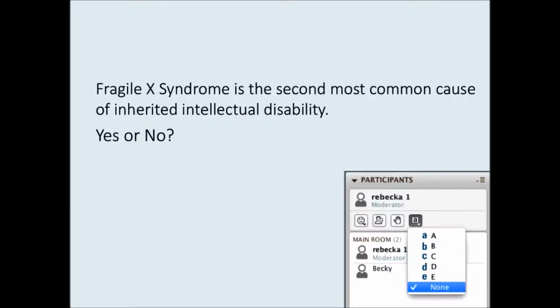All right, thanks. So it looks like we have a poll here, and the question that goes out to everyone is, Fragile X syndrome is the second most common cause of inherited intellectual disability. Yes or no? Is it the second most common cause? So open up your poll and indicate whether you think yes, it is the second most common cause of an inherited intellectual disability, or no, it is not the second most common cause. We'll give folks a few more seconds to respond here.